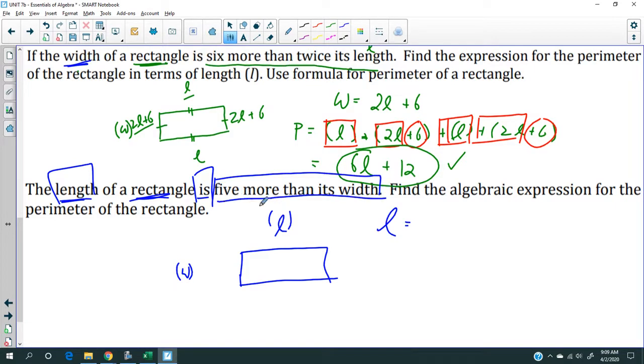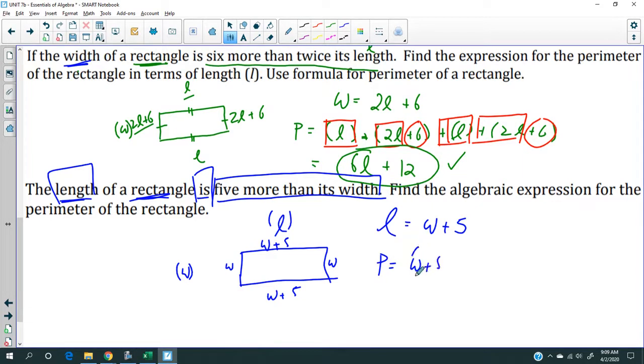How do you write that? 5 more than its width. 5 more than a number. How do you write 5 more than a number? Yeah, W plus 5. Okay, got that? Length is 5 more than the width. So in other words, instead of writing L here, this is W plus 5. And that's just W, right? Width doesn't change. That's the length. So that means that's a W. That's a W plus 5. Okay, all right. So what's the perimeter?